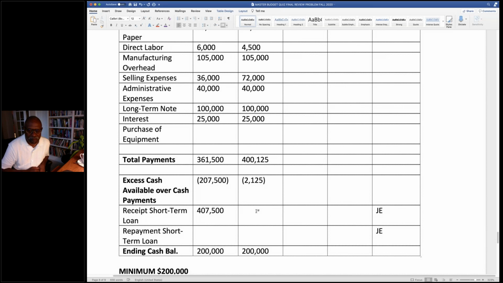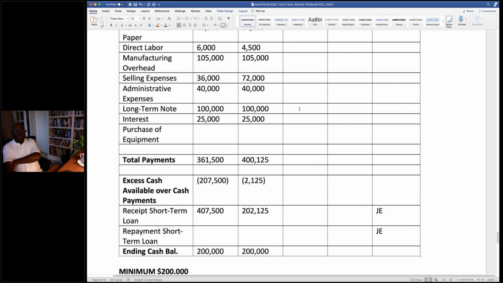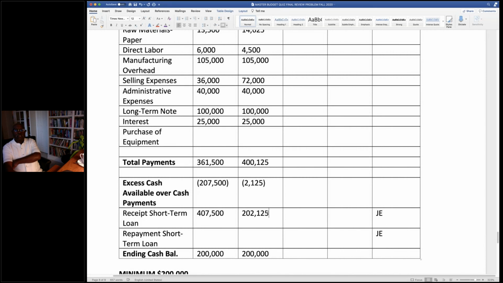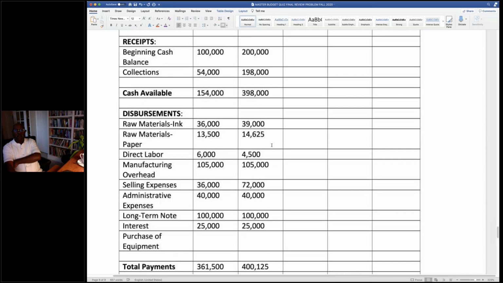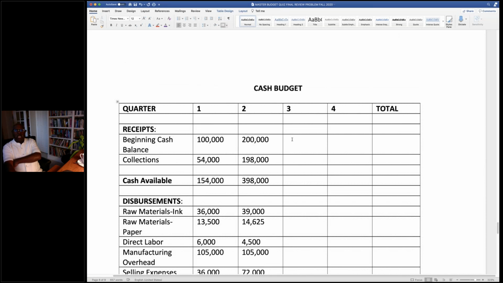So we would need 202,125. Yes, 202,125, my bad. So we're back to our thing. But you can see, it's building in terms of what you got to borrow. Good job for the rest of the night.